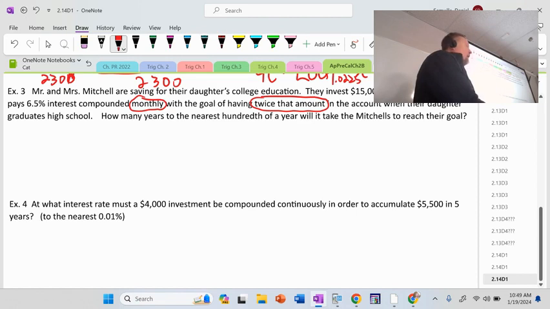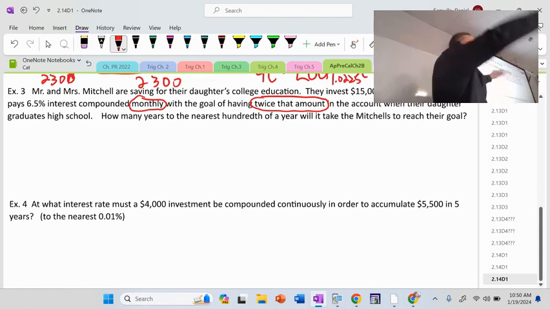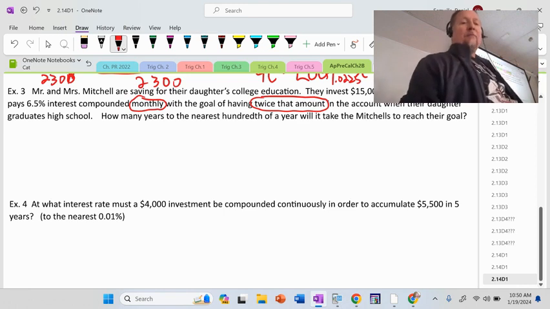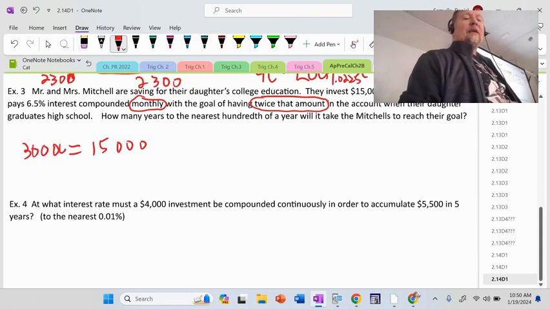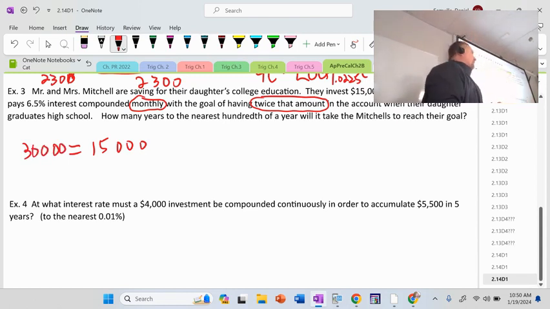What money? Doesn't matter. If I had $1, if it doubles, what does it become? $2. If I had $1,000, what does it become if it doubles? 2,000. You make up numbers, but they did give me 15,000. So what does 15,000 become? 30,000. If you can't figure that out for doubling, that's a problem.